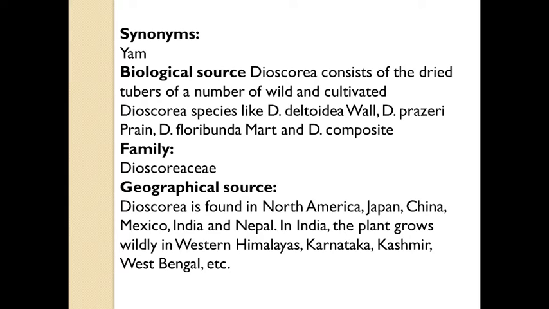Dioscoreaceae is the family, and these are the various species, and the dried tubers are the part of the plant which is used as a drug. Geographical source: Dioscorea is found in North America, Japan, China, Mexico, India, Nepal. In India, the plant grows wild in western Himalayas, Karnataka, Kashmir, West Bengal. Apart from that, it is also cultivated. Commercial cultivation is carried out in Tamil Nadu, West Bengal, Maharashtra, Karnataka, Jammu and Kashmir. All these are areas where the commercial cultivation of that drug is carried out.